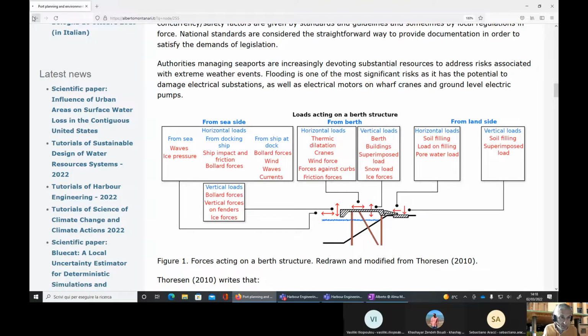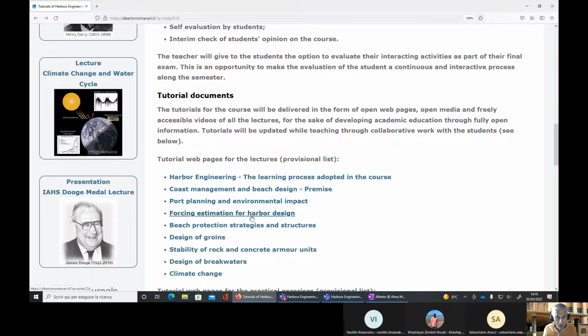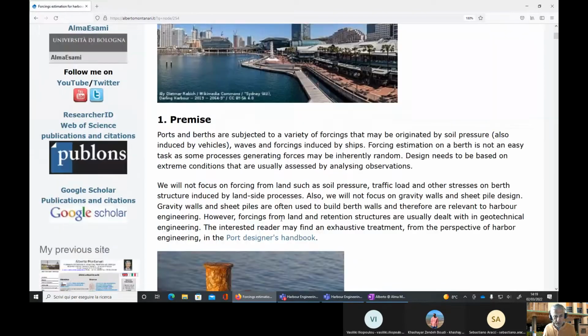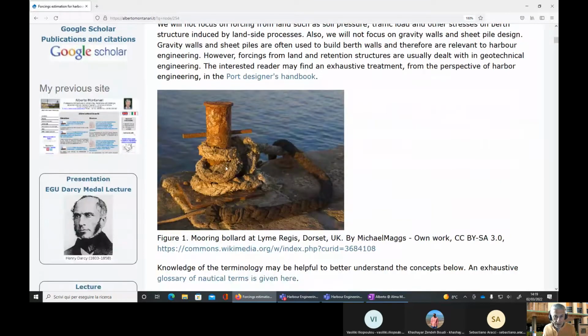Let me go back to the web page that we focus on today, which is here. Here you see a picture of a mooring point. It's called a bollard. It's a mooring bollard. And there are several other pictures of this kind on the web. And in this case, it's not particularly meaningful.